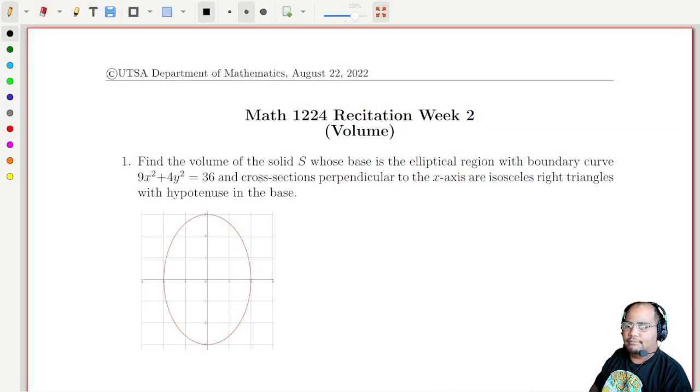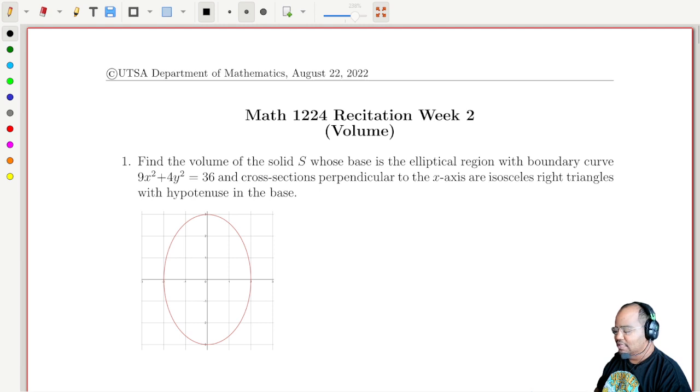And so for now, let's go ahead and talk about how we can find volumes of objects by slicing them in certain ways. So we're going to start here with this question. We have a solid S built up of an ellipse in the base, as we see here, red. And this ellipse has this equation for its boundary, 9x squared plus 4y squared equals 36. That's the equation of an ellipse.